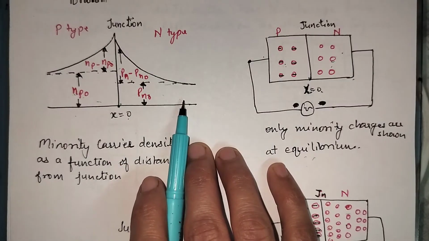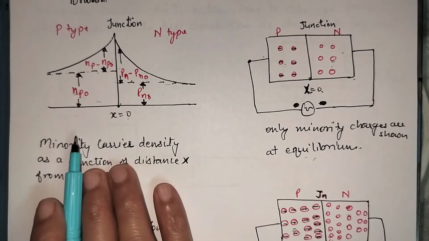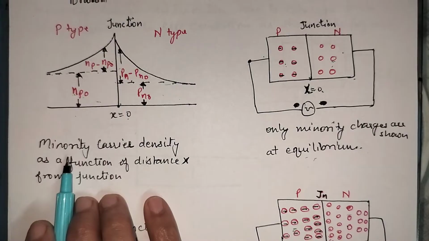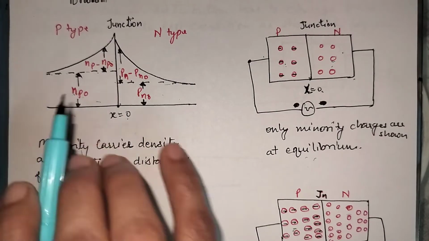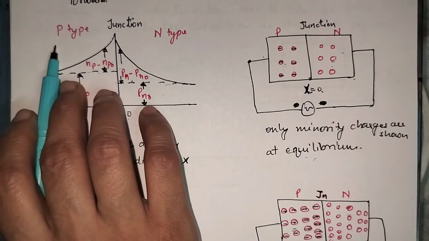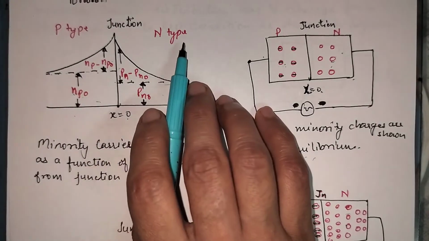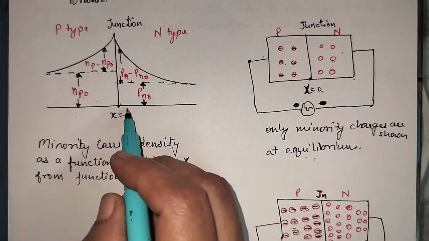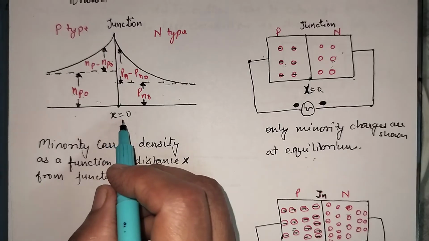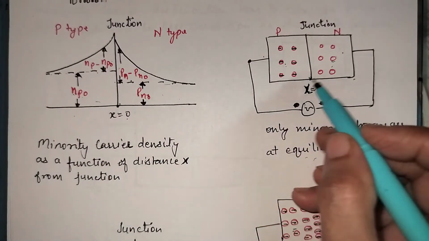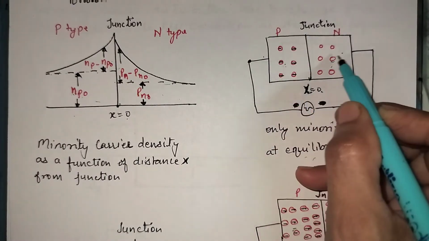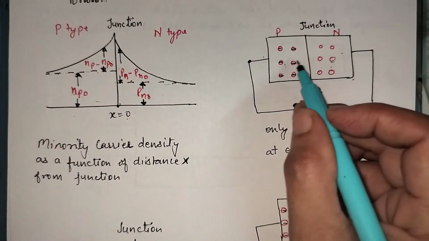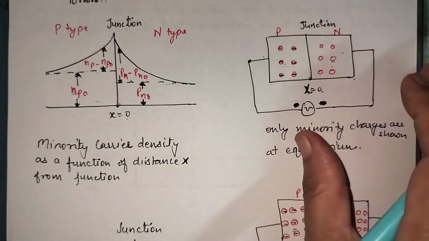Now we'll see how the minority carrier charges are distributed across the junction in both the regions. This dotted line shows the minority carrier distribution at thermal equilibrium. This Np naught is the concentration of electrons in P region, and this Pn naught is the concentration of holes in N region. This line shows the junction, and we are considering the distance x from the junction. So x is equal to 0 at the junction. Now we can see this figure. This diagram shows only the minority carriers at thermal equilibrium. We can see that on both sides this is the same and equally distributed across the diode.